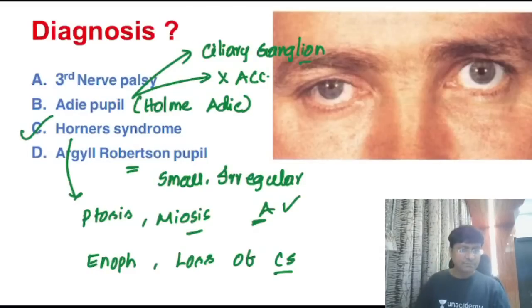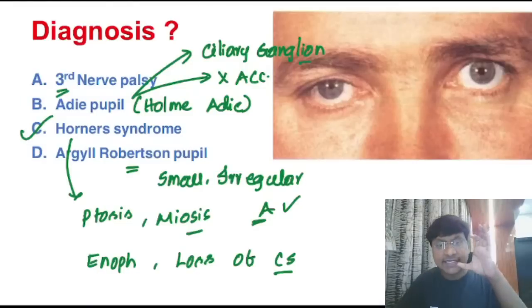Okay, right. Now we'll move on to the next question. What about third nerve palsy? In third nerve palsy, you can have ptosis, but you will also have a dilated pupil. That is what you will have in case of third nerve palsy, right?